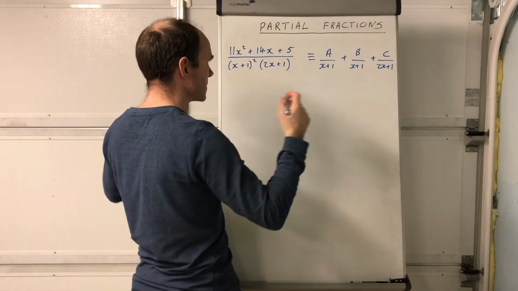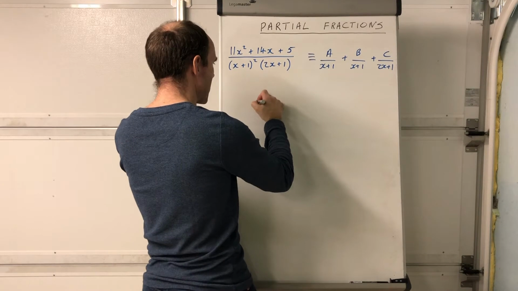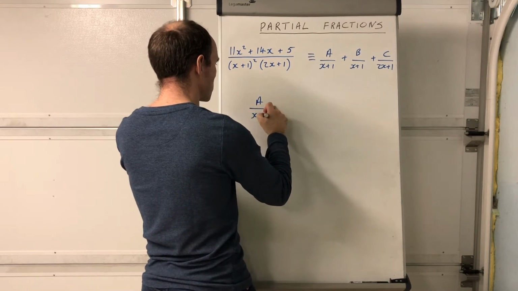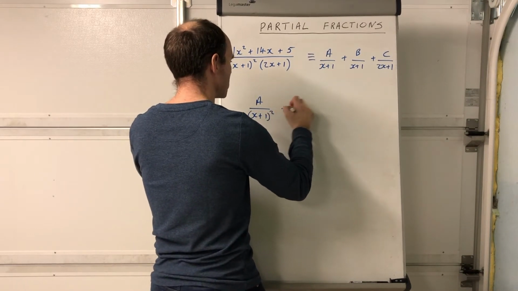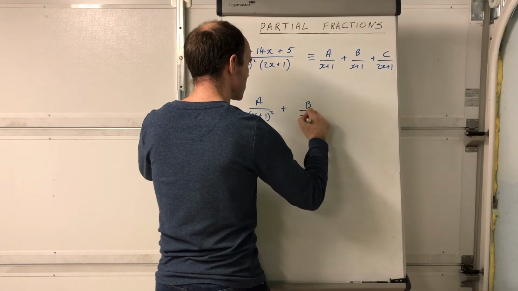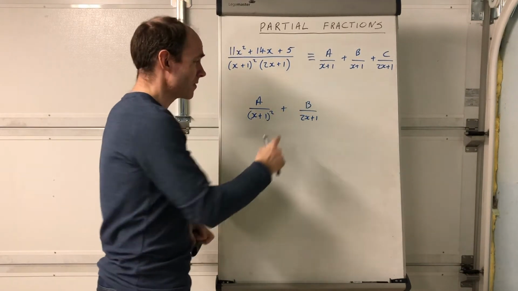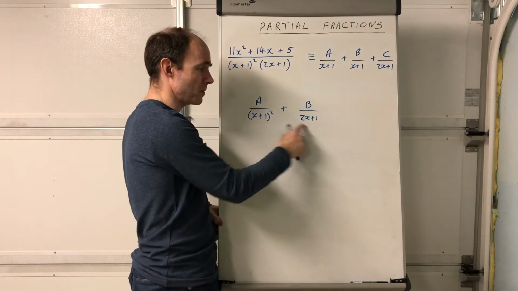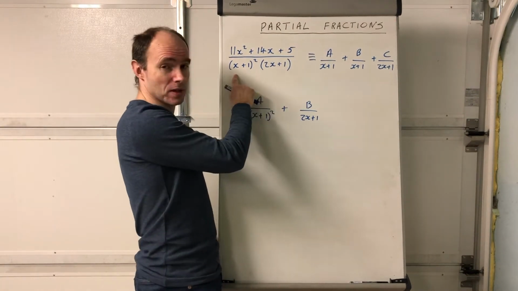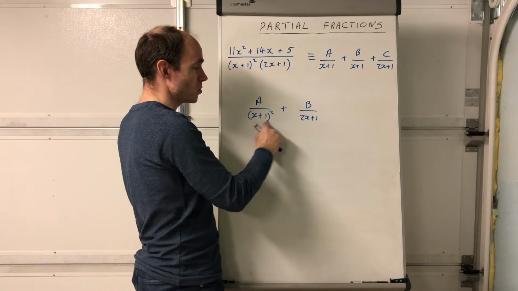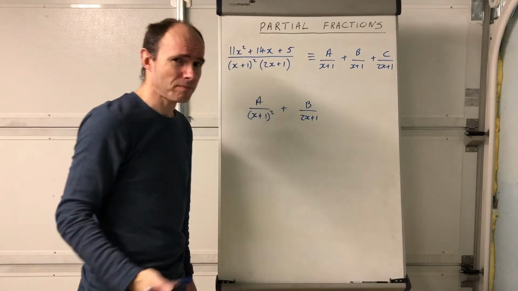Let me tell you another common mistake. Some people mistakenly think it's this. I'll write it down here: a over (x + 1)² plus b over (2x + 1). And you can see why. Again, people might think that because this time the lowest common denominator is actually that, isn't it? So if you combine these together, you would get that as your denominator.